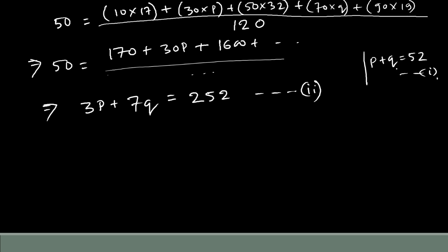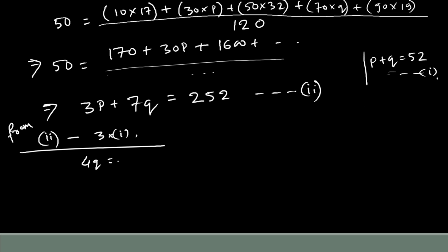So you see, if you do equation 2 minus 3 times equation 1, if you perform this operation, the 3p cancels, and 7q minus 3q will be 4q, and you will get 252 minus 3 times 52, right? So if you do it, you will find the value of q as 24 and the value of p as 28.